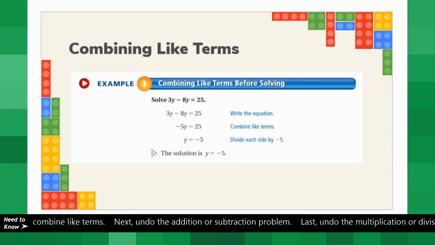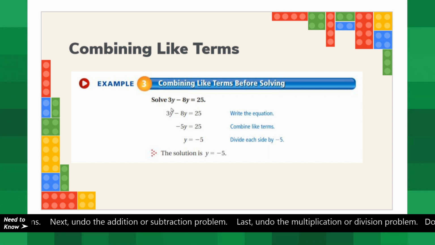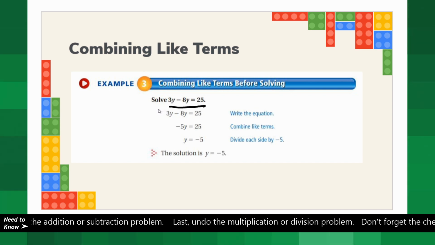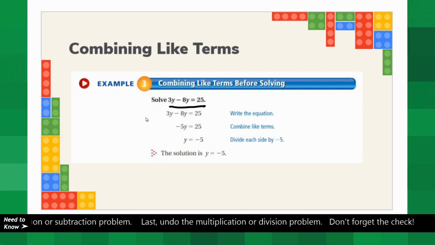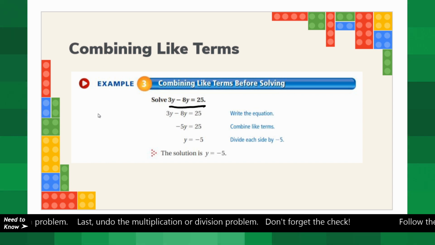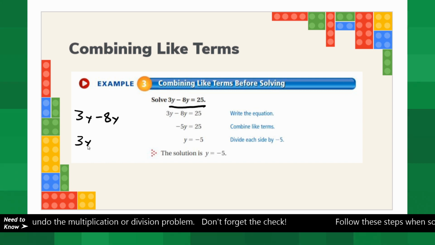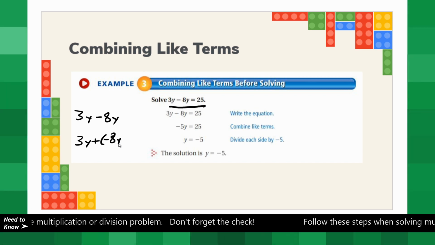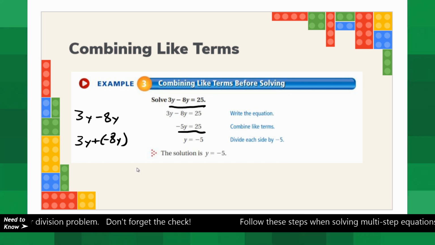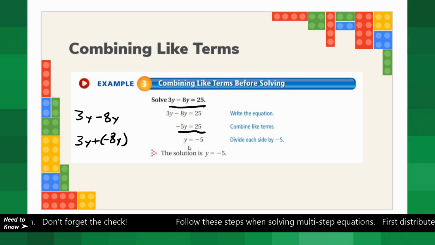Sometimes in multi-step equations, you're going to have like terms that are on the same side of the equal sign that you'll have to combine before you solve. So for example, in this problem, I have 3y minus 8y equals 25. 3y and negative 8y are like terms. They can be combined. So remember, 3y minus 8y is the same as 3y plus negative 8y. That's a negative 5y, and I have negative 5y equals 25. I would divide both sides by negative 5, and I would get the solution y equals negative 5.